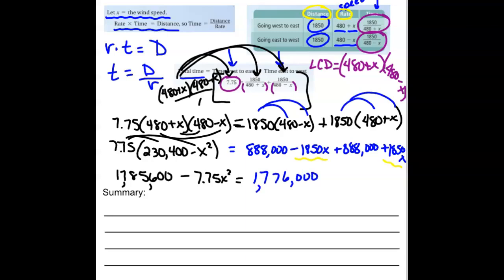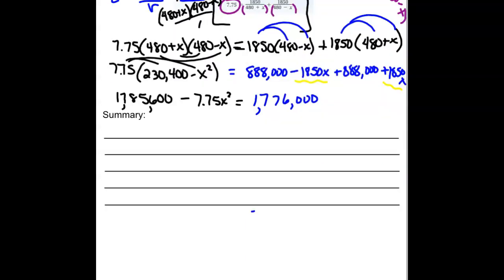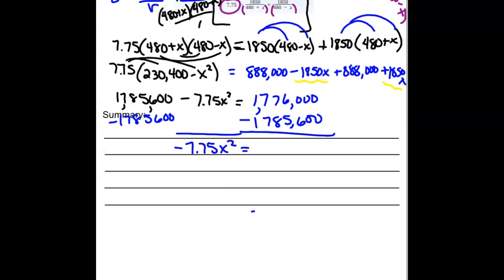All right, to solve this, we're going to get our x squared by itself here. So we're going to subtract 1,785,600 over to this side. That leaves me negative 7.75x squared equaling negative 9,600. And then when I divide out my negative 7.75 and square root, I end up with x equaling 35.2, and that would be miles per hour.